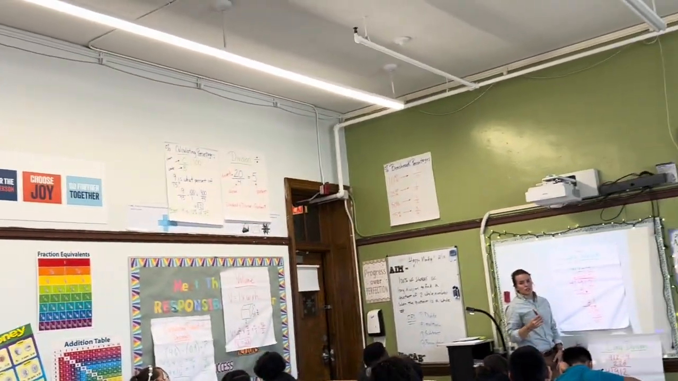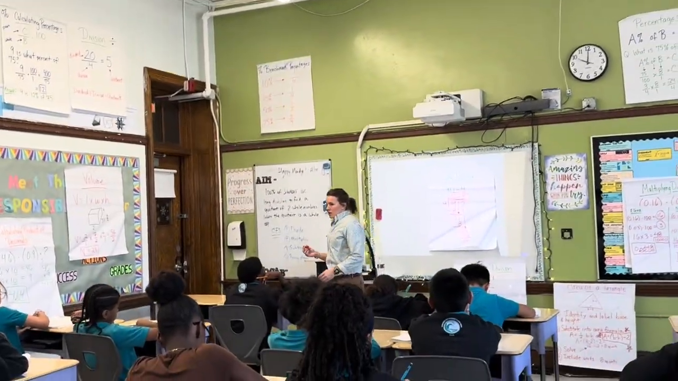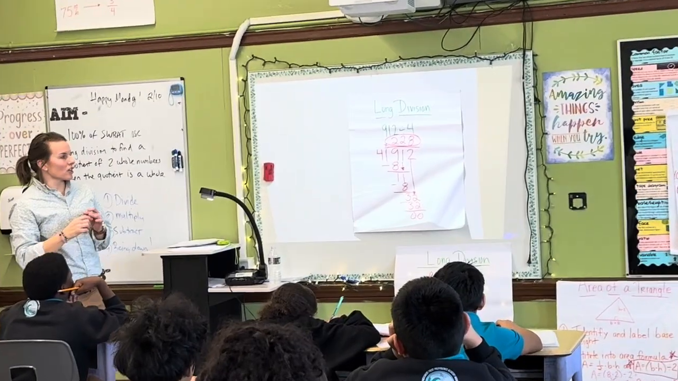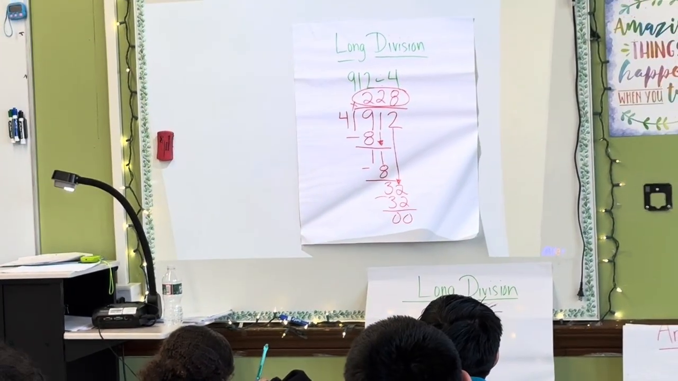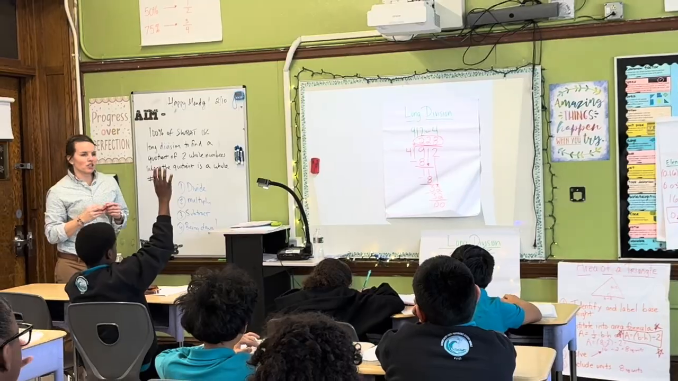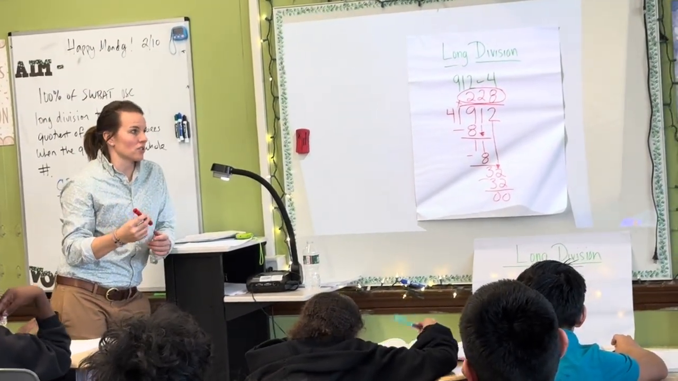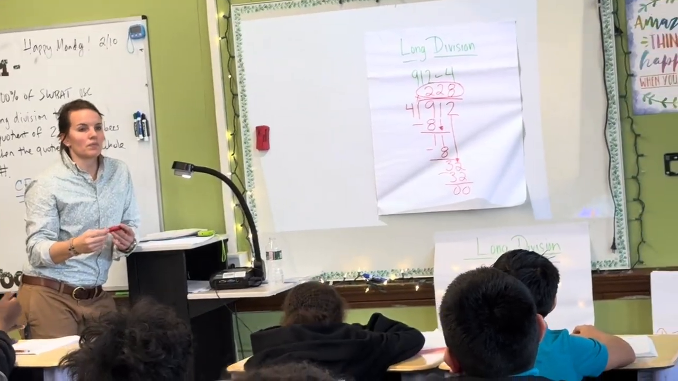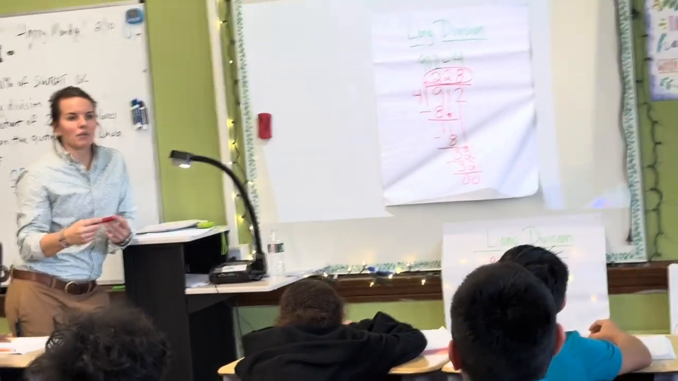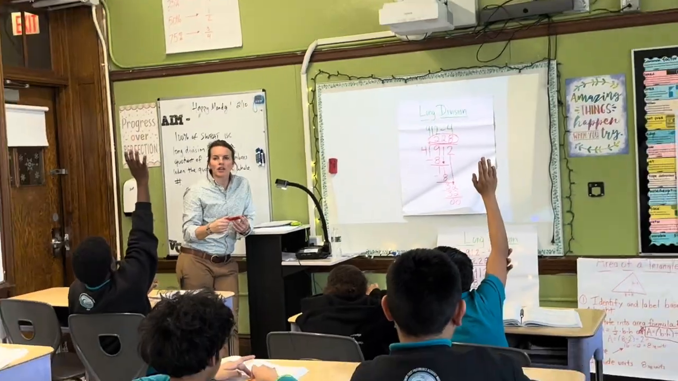If I get 228 as my quotient, how could I go about checking to see if I was correct? How would I check my work? This is actually a really important skill and habit that you guys should get into. How can you check your work? Everyone should have a hand up. John?